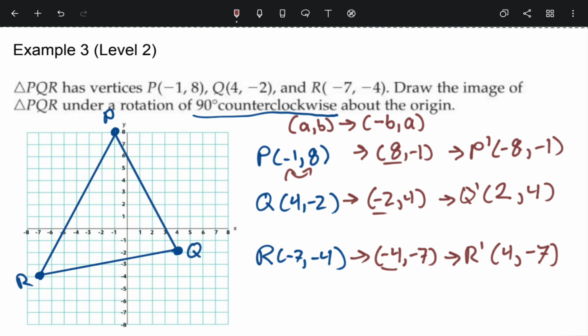And now let's sketch it. So P is at -1, 8. Nope, I'm a liar. It's at -8, -1 now. Q is at 2, 4 now. And the image of R is at 4, -7 now. And we've gone ahead and drawn our new triangle. So we've rotated it counterclockwise 90 degrees.